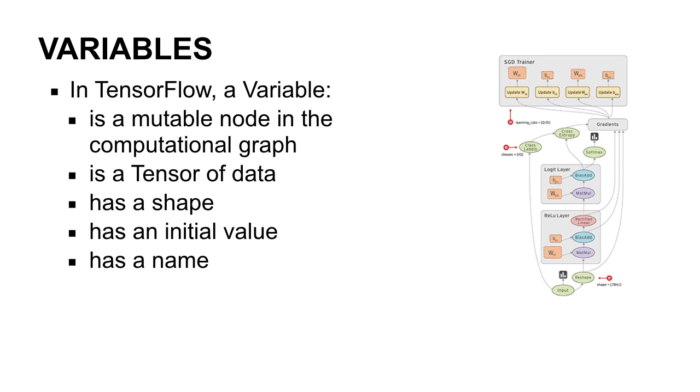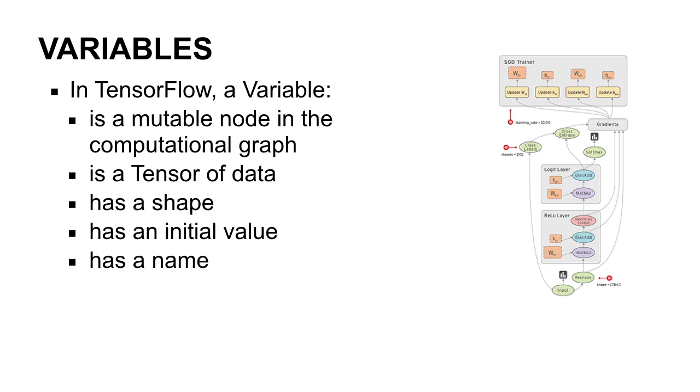In TensorFlow, variables are mutable nodes in the computational graph. They are tensors of data which have a shape, an initial value, and a name. In the graph on the right, the tensors are represented by rectangular dotted lines. Here we can see in this layer that the weight and the bias are used as input into the operations of the graph. Since those variables are mutable, their value can be updated.